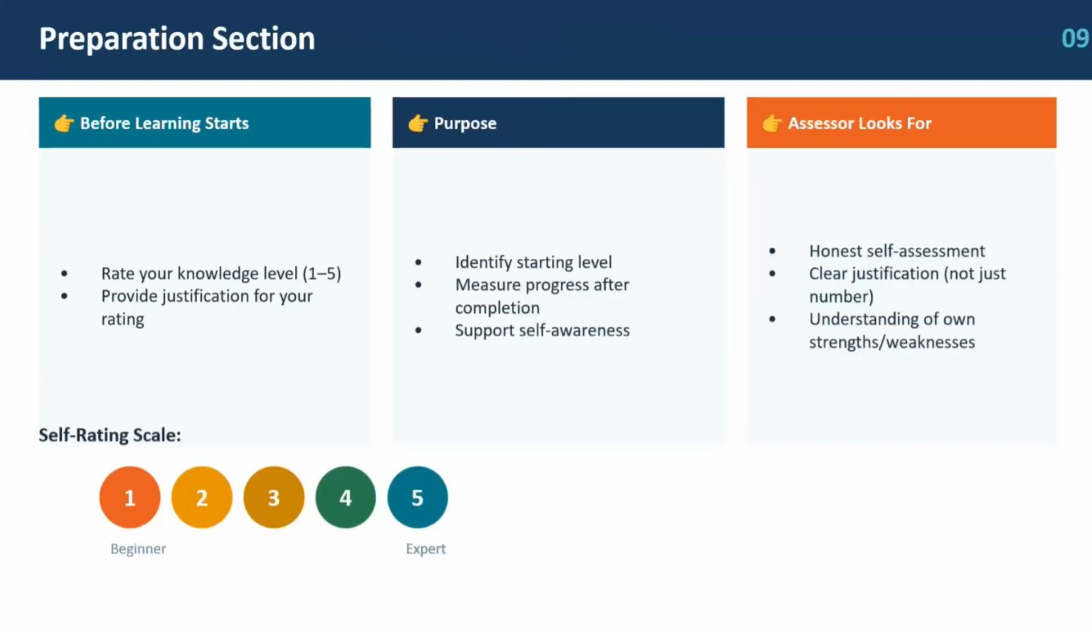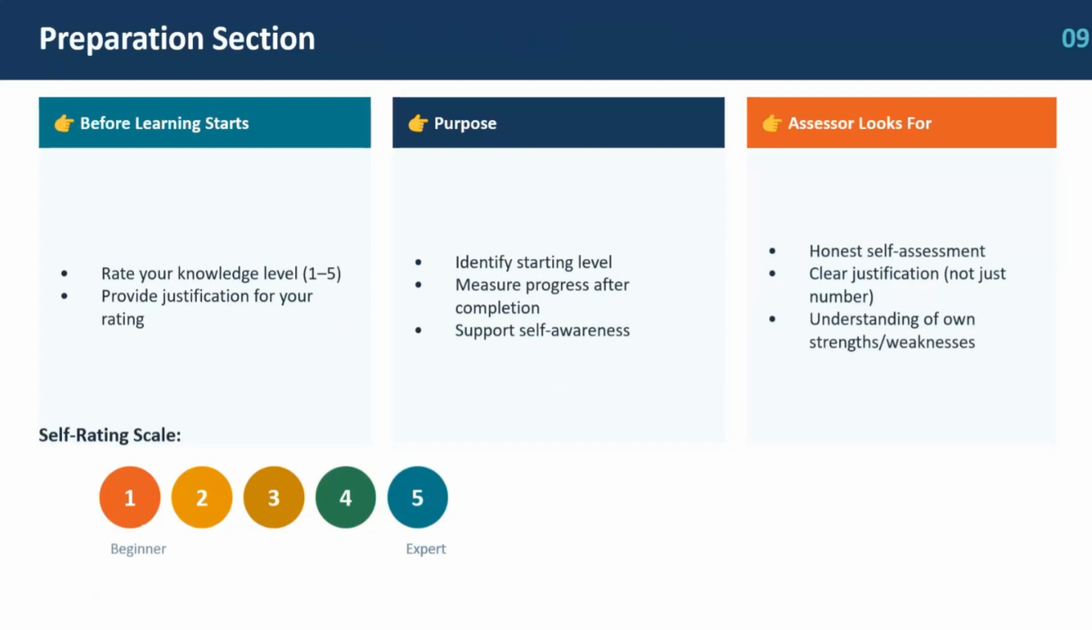Now we will be moving towards the preparation section. This is the first section in every unit. It's again a self evaluation. You will evaluate yourself on the topic before moving towards the knowledge evidence. It basically says before you begin learning, you will rate your knowledge from level 1 to 5. This is your honest opinion about how much you already know about this topic, right? How much you know about the regulatory body working in NHS, right?